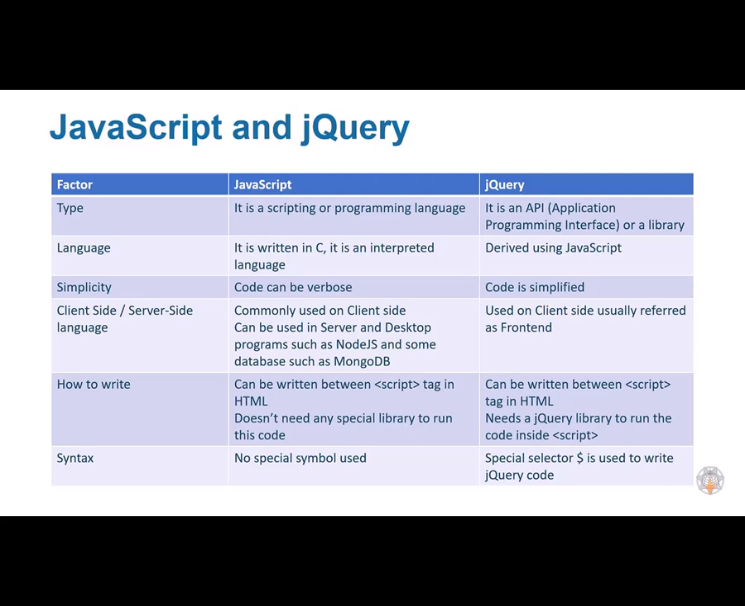The JavaScript code can be written between the script tag in an HTML file. It doesn't need any special library to run this code. jQuery code can also be written between the script tag in an HTML file. However, it needs a jQuery library file to run inside the script tag. JavaScript does not need any special symbols, while jQuery uses a special selector.